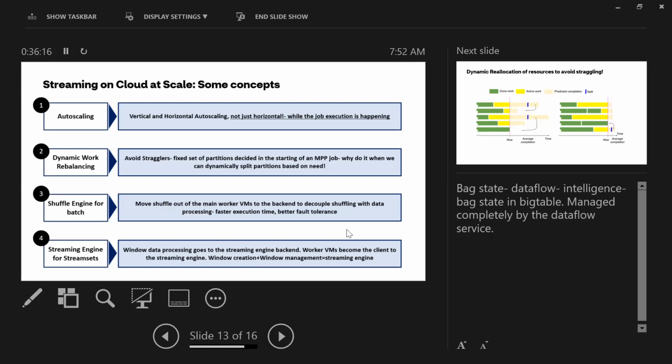What dynamic work balancing means is you forget the concept of having fixed partitions from the very starting. You rebalance your workloads as you're progressing. So, for example, you gave 5 partitions to a data set in the very beginning. Okay, it didn't work out.